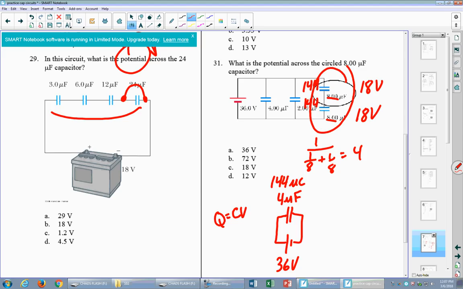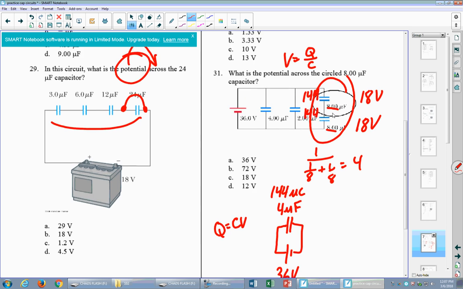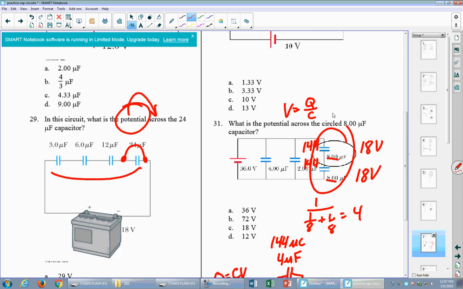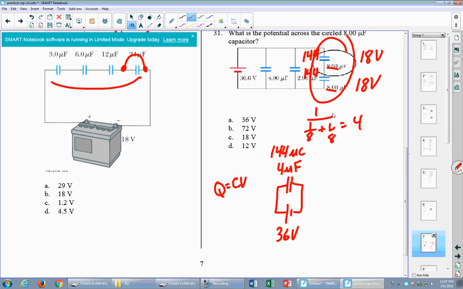You clear? Okay, and so then if I want to know the voltage, it's Q divided by C. 144 divided by 8 is 18. And because they're both the same, these are both 8, they're both 144 divided by 8. Whereas over here, let's see, what was the equivalent of this? The 3, 6, 12, and 24. Okay, yeah, so over here it's different.